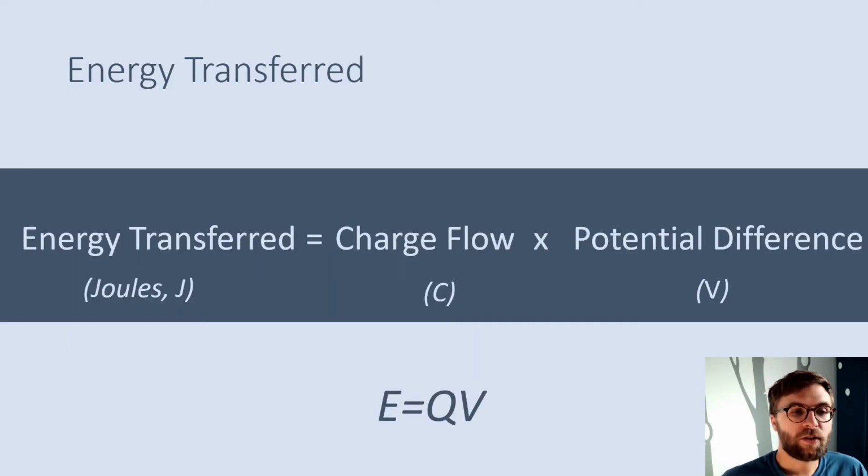We're now going to meet 2 more equations, which is these 2 here. So energy transferred equals charge flow multiplied by potential difference. Energy transfer, obviously being a measure of energy, is measured in joules. Charge flow, that C stands for coulombs, and we met that previously. And potential difference again in volts.